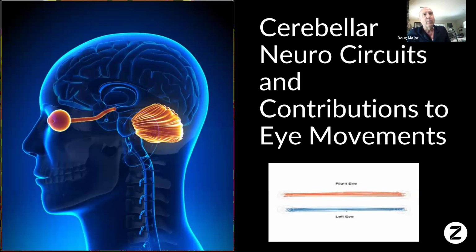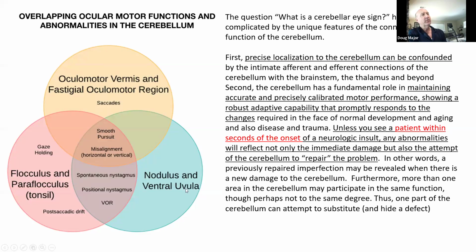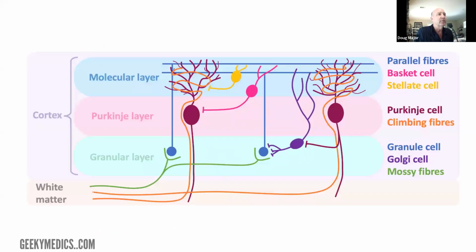But now we're going to talk a little bit more about the circuitry now that we've got past the three triads, the definitions. Here are the three areas of interest again: the flocculus, the parafloccullus. Comment by Dr. Z: Unless a patient is seen within seconds of a neurological insult, any abnormality will reflect not only the immediate damage, but the attempt of the cerebellum to repair it. The cerebellum is repairing immediately. Unfortunately, this has been used for eye signs just for diagnosis. Let's use those mechanics for treatment, not just diagnosis, as that's the goal today.